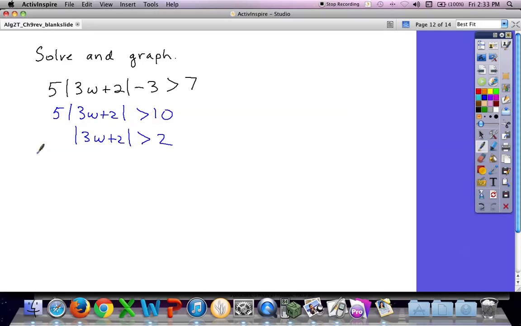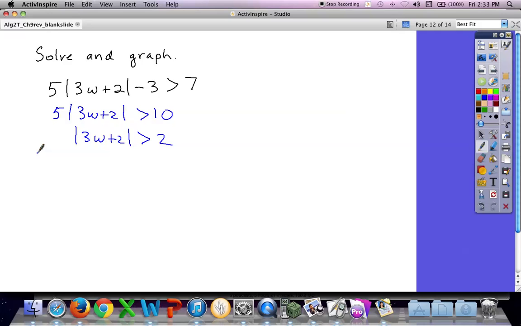Okay, how do you break down an absolute value greater than? Remember that we did the absolute value less than last time, and that was a 3-part inequality. What do you do with these? Connor? Okay. You got the other half. What's the first half of that? Basically like this, right? 3w plus 2 is greater than 2, or 3w plus 2 is less than negative 2.